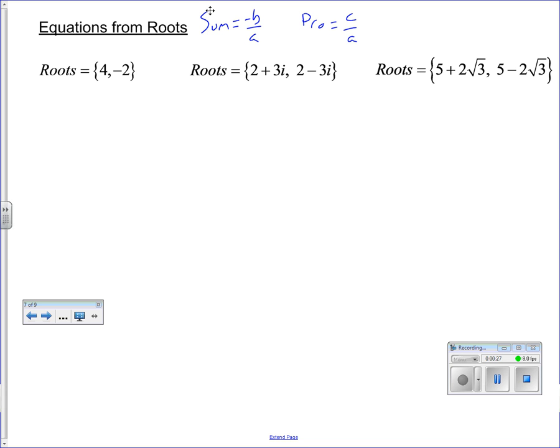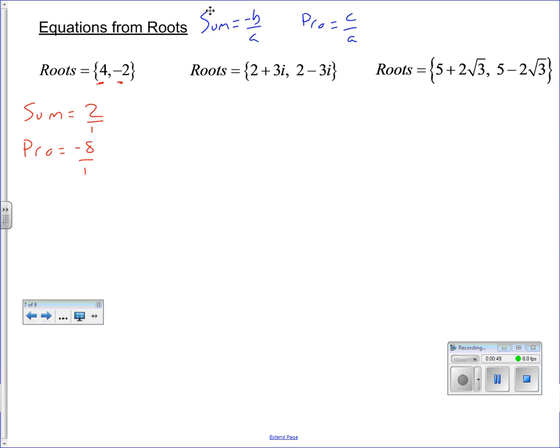So the sum of the roots, if our roots are 4 and negative 2, what do they add to? They add to positive 2. The product of the roots, 4 times negative 2, is negative 8. Now I want these to be fractions with a common denominator, and since they're both whole numbers, I'm just going to put them over 1.